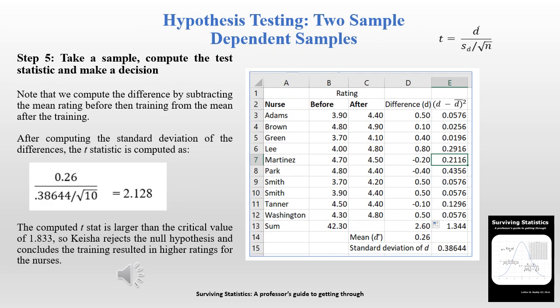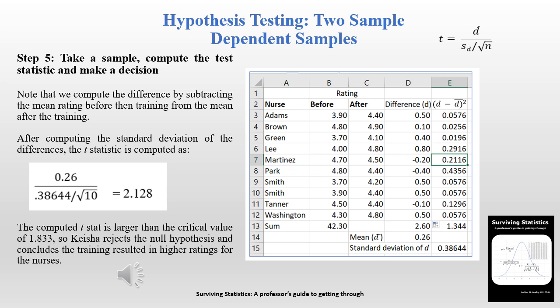All right, here's how we can compute the t-stat. I've laid it out with each individual and their value, the rating before and after. In column D, we're computing the difference. And in column E, we're taking the difference minus the mean of the difference, and we're squaring that. We have a mean difference of 0.26, and finally we have the standard deviation of the differences of 0.38644.